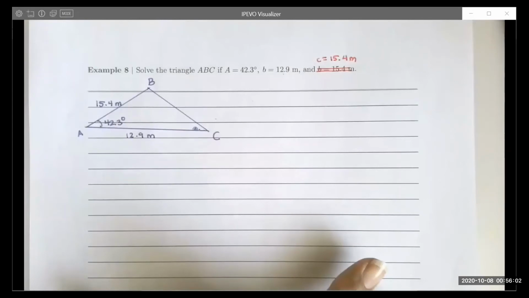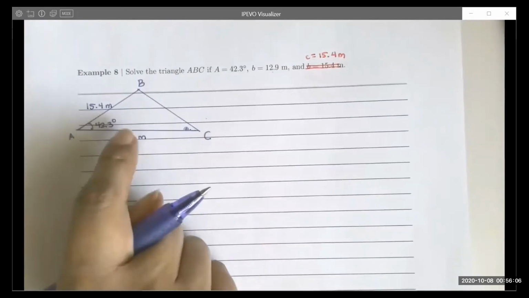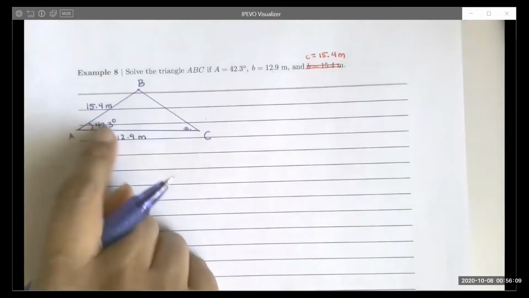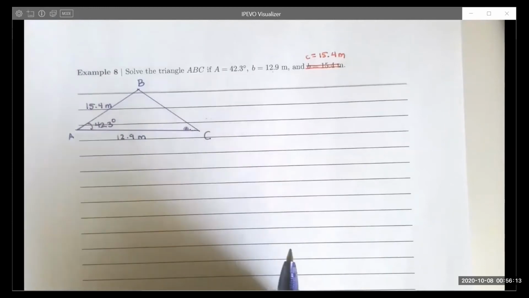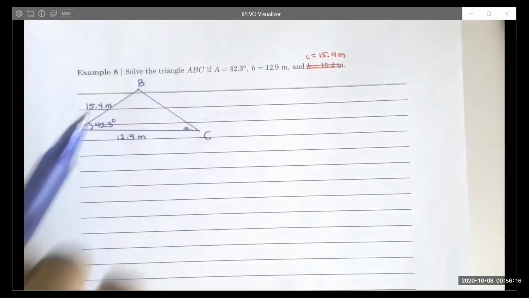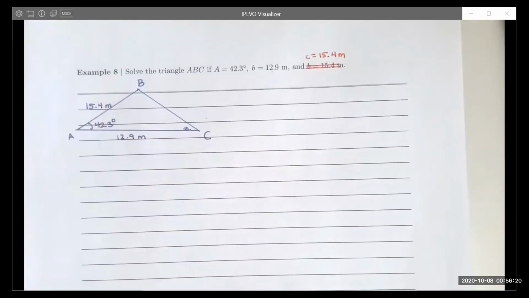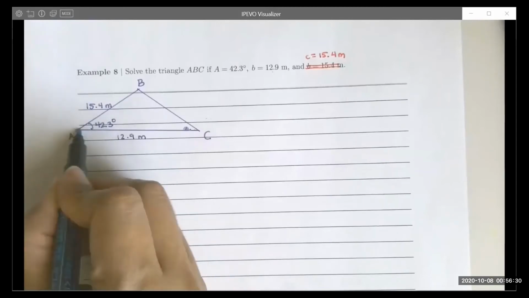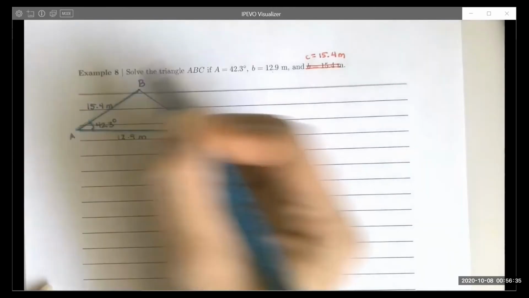Don't worry too much if the diagram isn't consistent with the measurements. For example, 15.4 looks a lot smaller than the 12.9 meters. That's okay. If it really bugs you, you can just switch the B and C and switch these two measurements, but I'll just leave it as is. What matters is that it gives us a visual for what's the given information and what it is that we're missing.